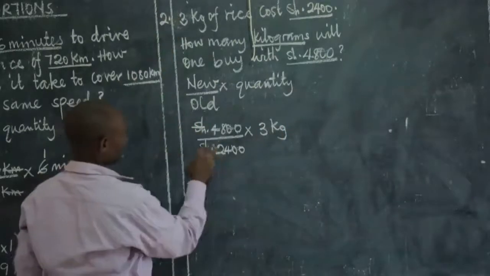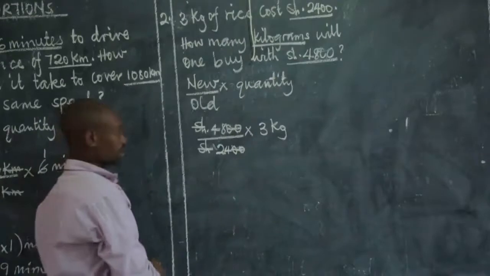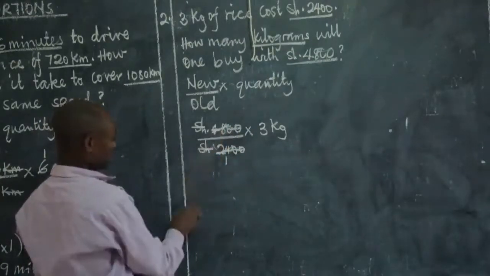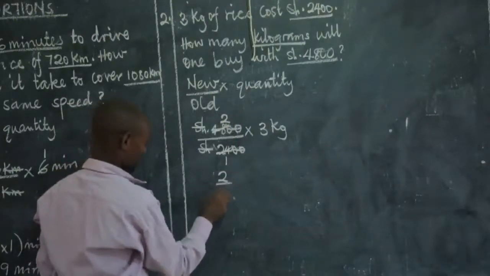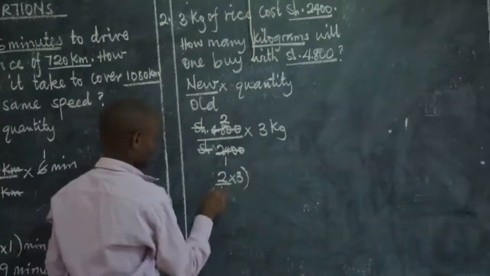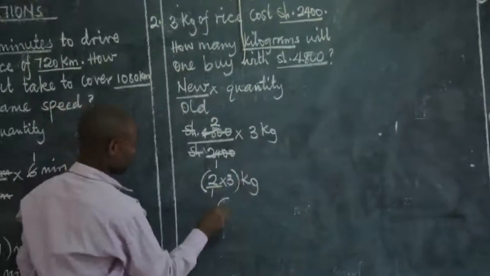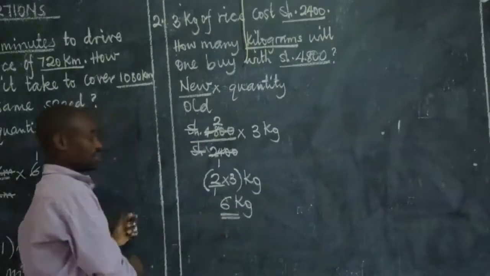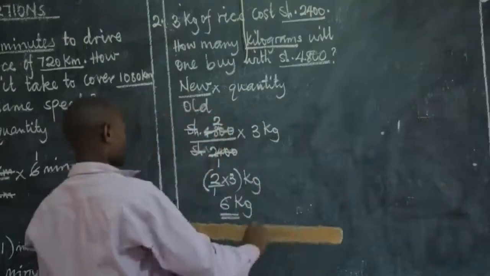So the shillings will go, the 2 zeros will go. You can now reduce. Divide by 24, 1. Divide by 24, that is 2. So you will have 2 out of 1, then times 3 kilograms. And this one is going to give you 6 kilograms. See? So we are getting 6 kilograms.